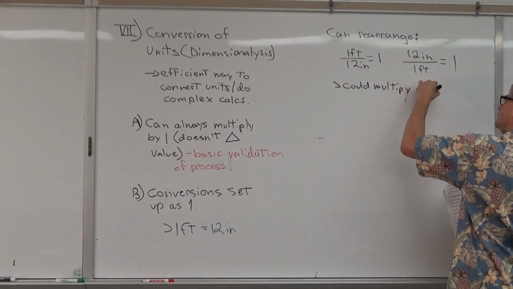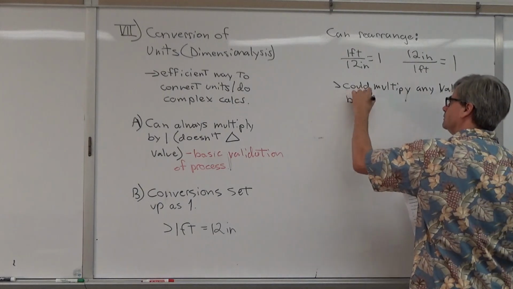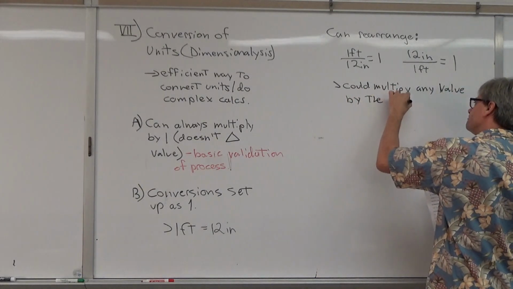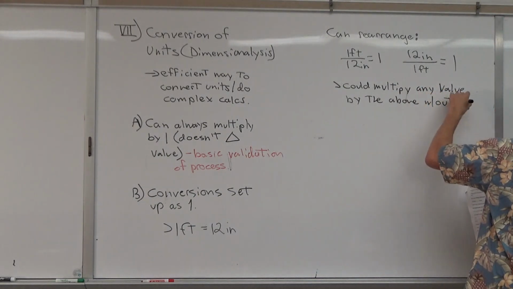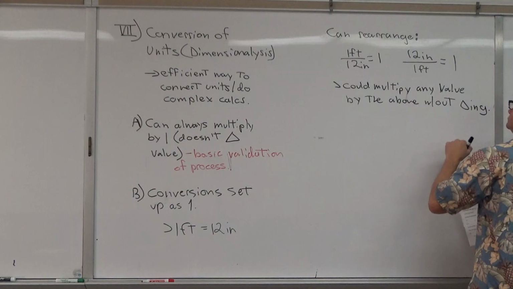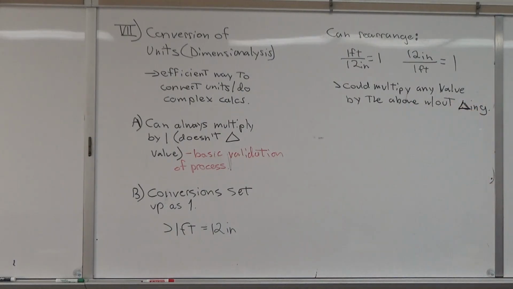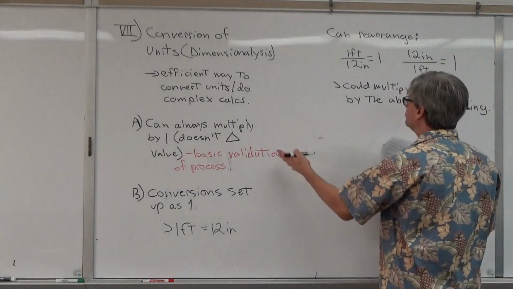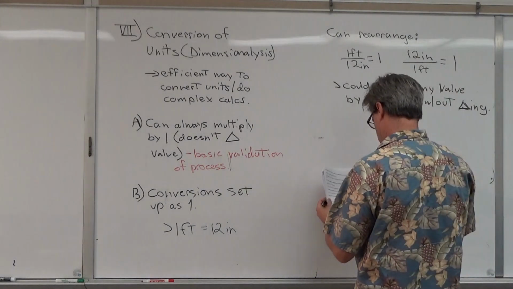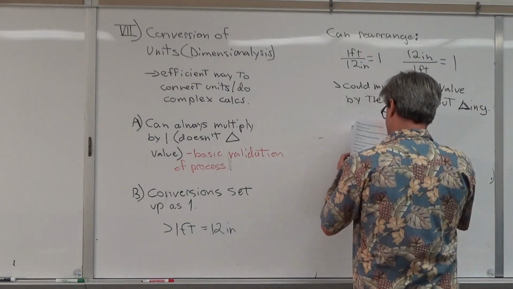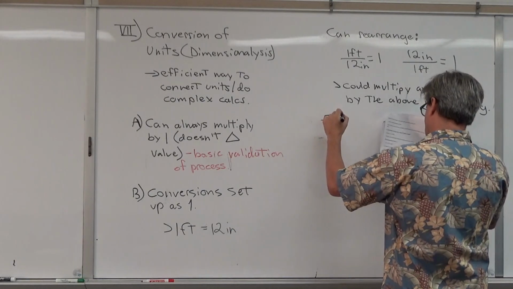Multiply any value by the above without changing it. Now, why would you want to do that? Well, you'd want to do that because it cancels out units. You wouldn't just do that to do that. All right, let's show it with an example here.